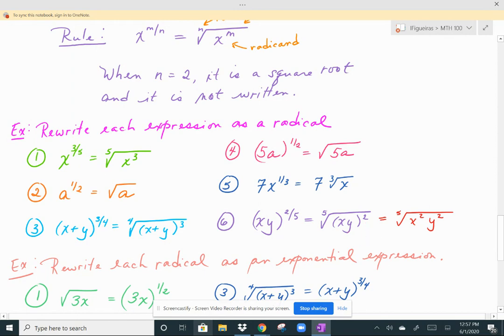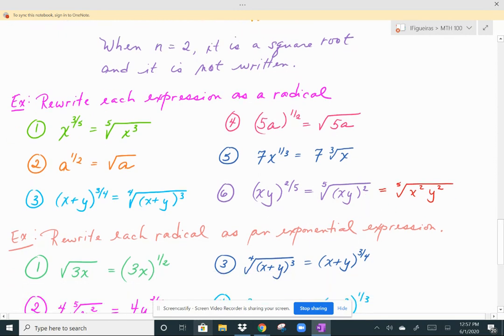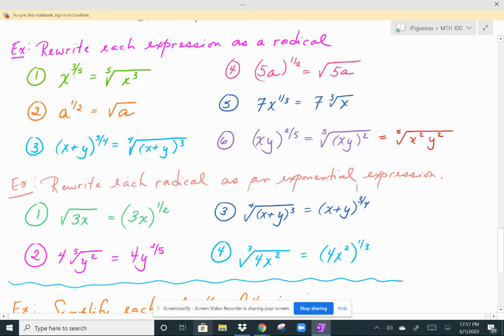Okay, now we want to go in the other direction. Let's rewrite each radical as an exponential expression. We're again still using the same rule. So the first example is the square root of 3x. That means the 3x belongs to whatever the exponent should be. Since I don't see a root in the corner, I know it is a square root, so this is equal to 3x in parentheses raised to the 1/2 power.